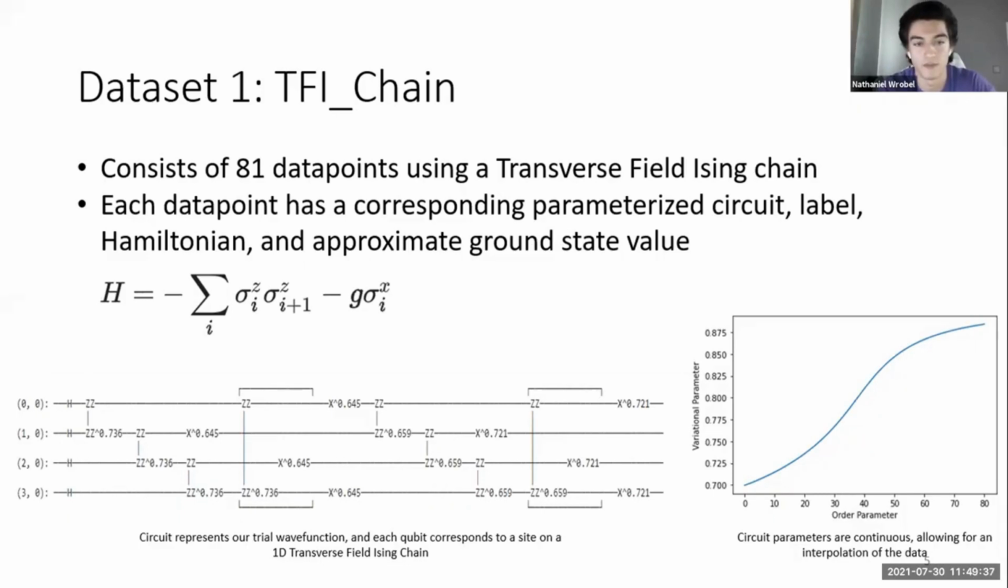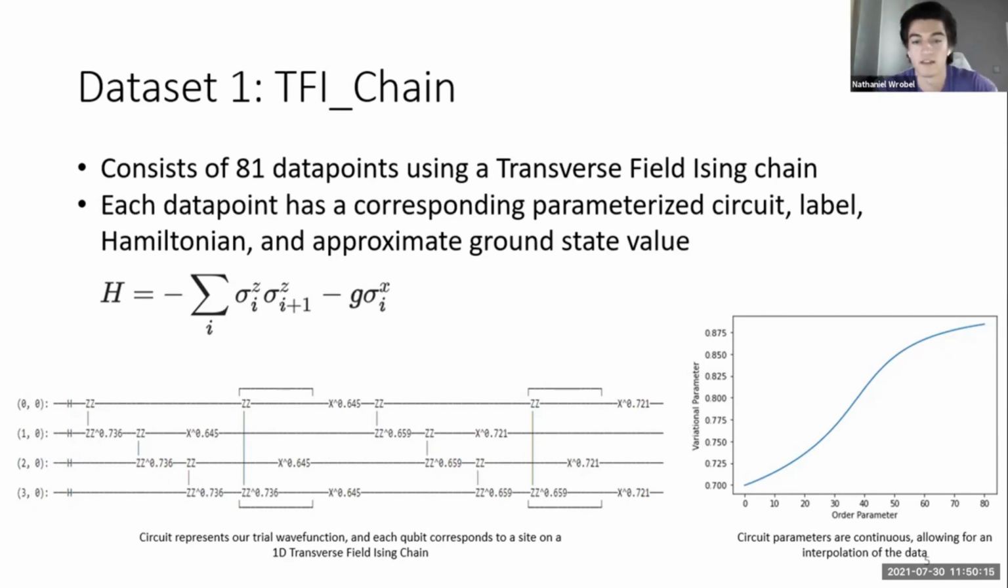Using 81 different values of G in this range of 0.2 to 1.8, we were given 81 data points, each representing a trial wave function. All of these wave functions or circuits are constructed exactly the same as you see here. The only difference is the value for the parameters because of the varying value of G. And G gives us the phase of the system, or the label. Any value of G less than 1, we have a ferromagnetic system. Any value of G greater than 1, we have a paramagnetic system. And G equals 1 gives us our quantum critical point, where we see a phase transition happening.